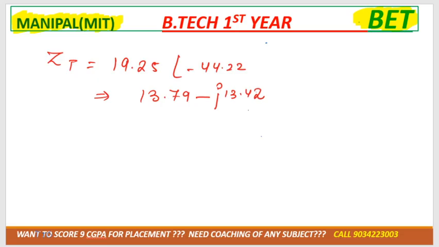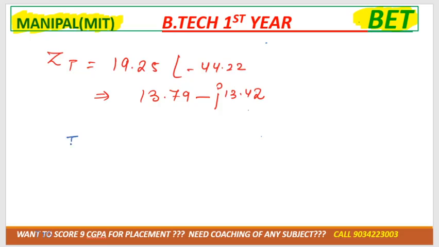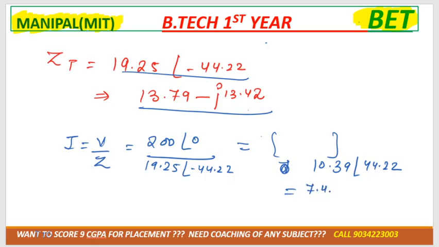Okay. Now in this case, what do we need to calculate? They ask you to calculate the current. So according to Ohm's law, I is equal to V by Z. V is how much? 200 angle 0. Z we have already calculated. That is 19.25, angle minus 44.22. So we can easily solve it. And after solving, we'll get it as 10.39 angle 44.22 or 7.45 plus J7.25. Understood?